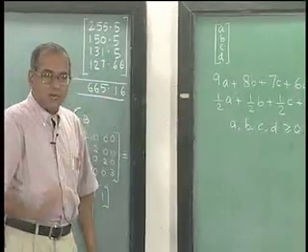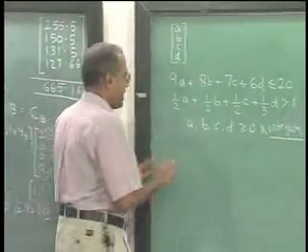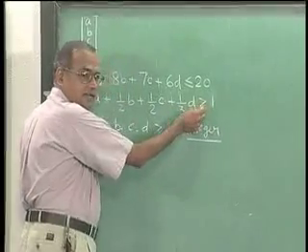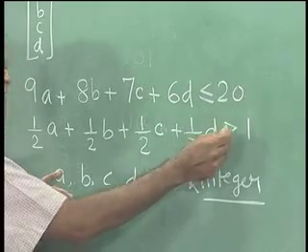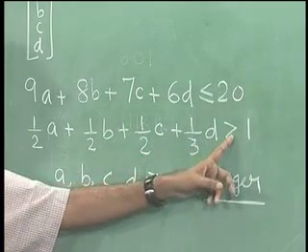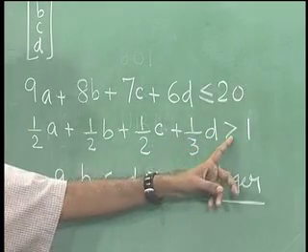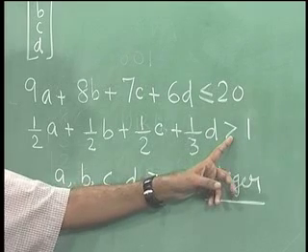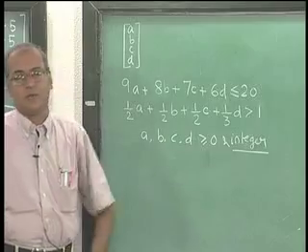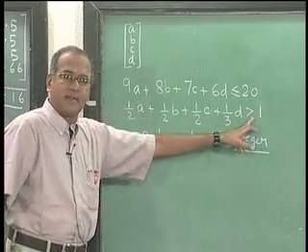Another difficulty here is that this has a very strict kind of inequality, which says it has to be greater than 1, not greater than or equal to 1. In linear programming or integer programming, we are used to greater than or equal to or less than or equal to, not strictly greater than.